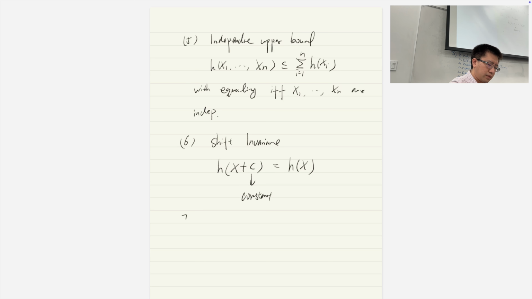So the next one may not be extremely obvious, so it's called the scaling property. Let's say we compute the differential entropy of A times X, where A is a constant, right? Then what do we get? Will the differential entropy change? Don't think so. Why not?